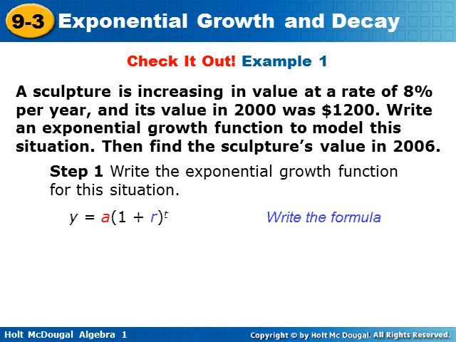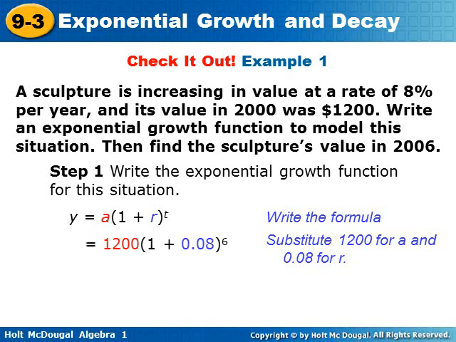The formula is y equals a times (1 plus r) raised to the power of t. So we're going to substitute 1,200 for a, which would be the original value, and then 0.08 for r. Remember, it's the percent changed to a decimal, so we move the decimal point 2 places to the left. So we get 1,200 times (1 plus 0.08) raised to the power of 6. Remember, they want you to find it for the 6th year, so that'd be 6 years later, and that would be what we put in for t, time.